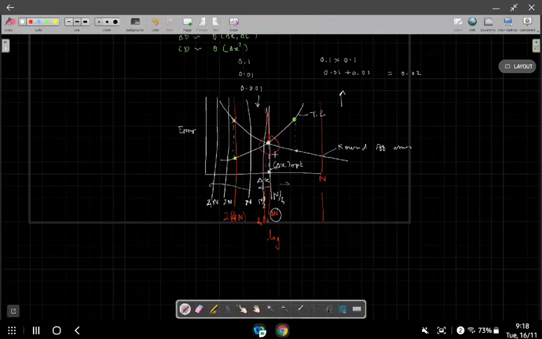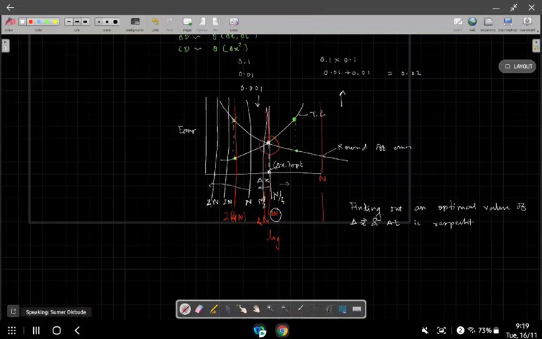So finding out this optimal value of delta x and delta t is respectively called the grid size and time step independence study.